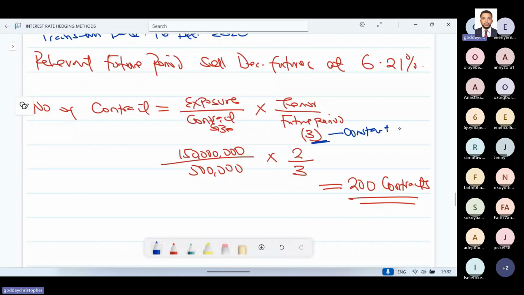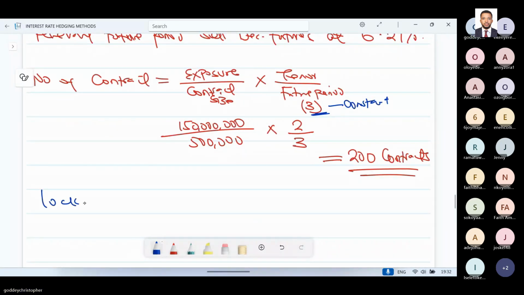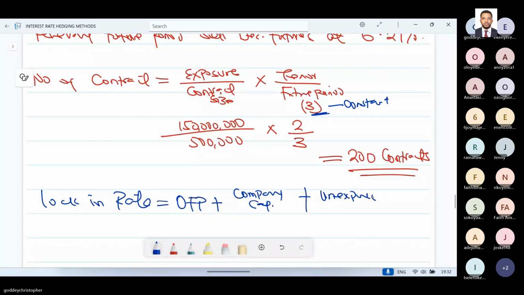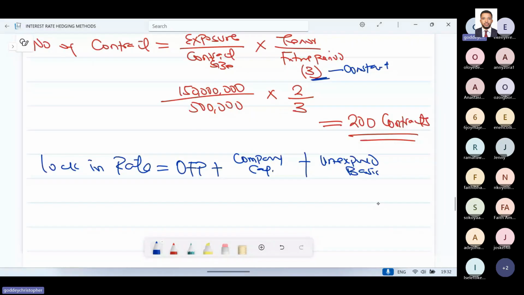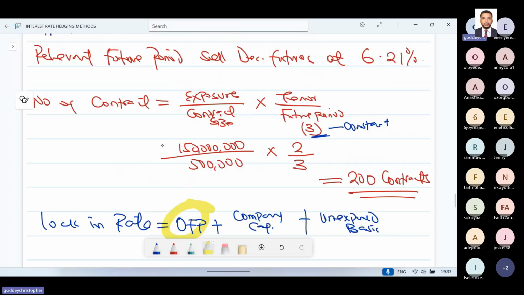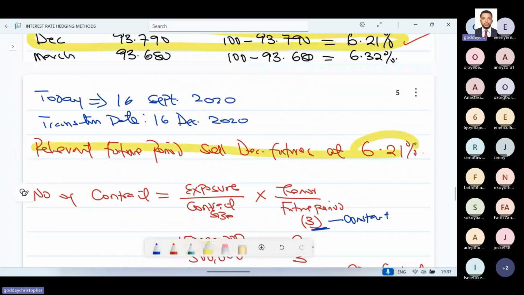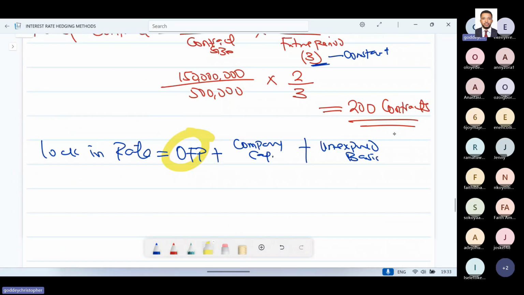All right, so we are done. The last thing we are doing is the locking rate. Our locking rate is what? OFP plus capacity plus unexpired basis. Is it 0? We'll look at it and confirm. So for these two, the moment you identify your relevant future, the OFP is 6.21 already. Company capacity will be given to you, 0. The only thing I'm computing now is the unexpired basis.